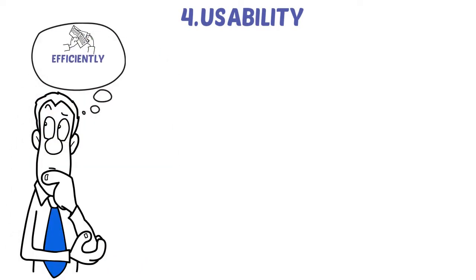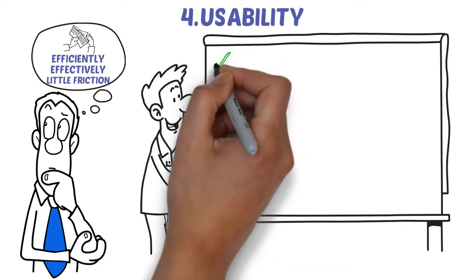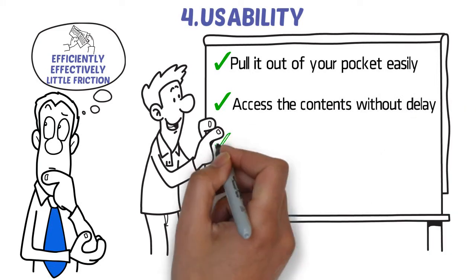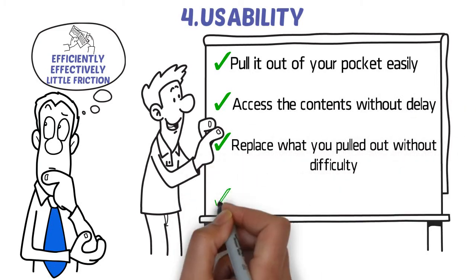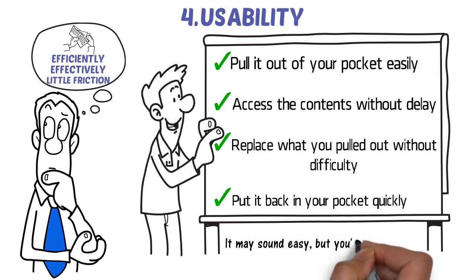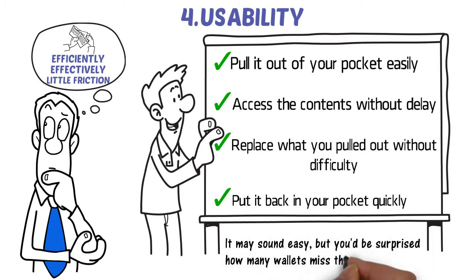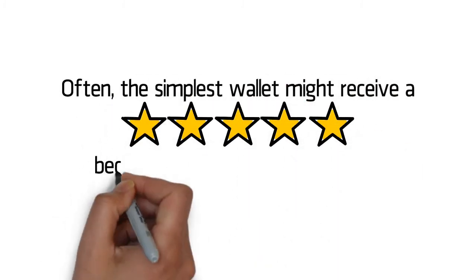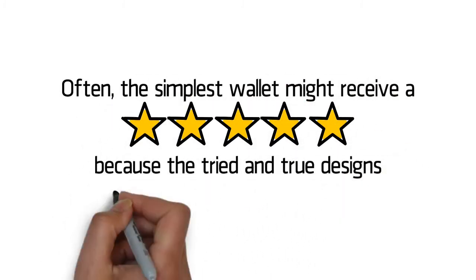Usability is the fourth criteria, and it's very simple. Can the wallet function efficiently, effectively, and with as little friction as possible in daily use? Meaning, can you pull it out of your pocket easily, access the contents without delay, replace what you pulled out without difficulty, and put it back in your pocket quickly? It may sound easy, but you'd be surprised how many wallets miss this simple formula. Often, the simplest wallet might receive a higher score because the tried-and-true designs are tried-and-true for a reason.